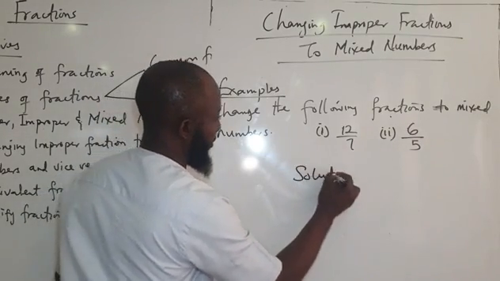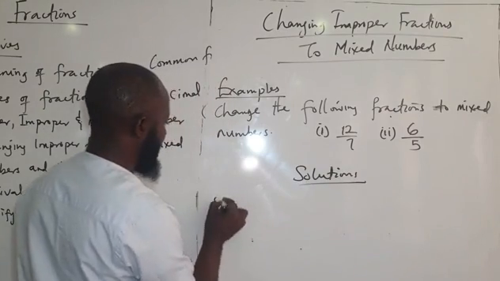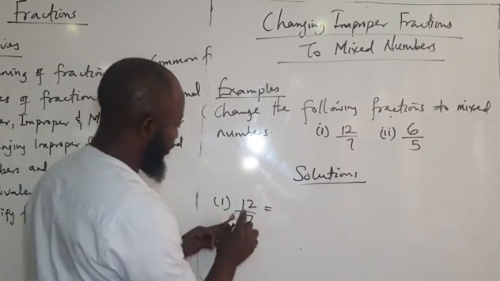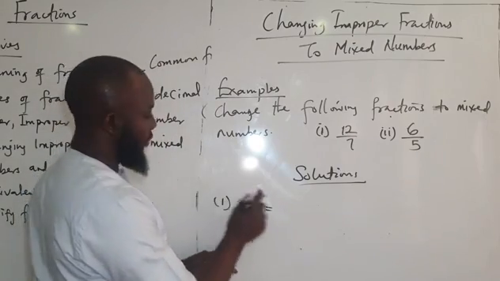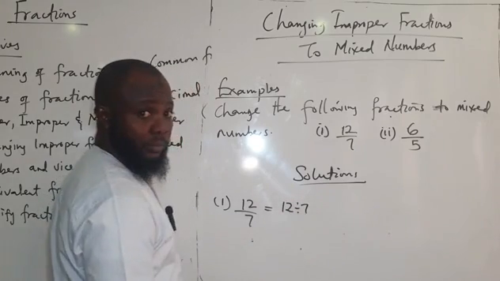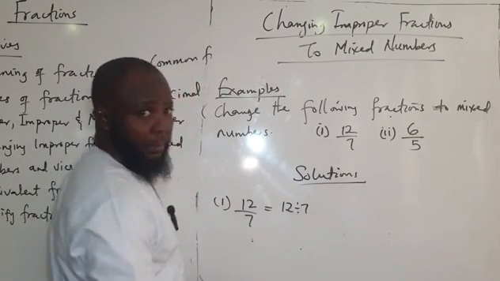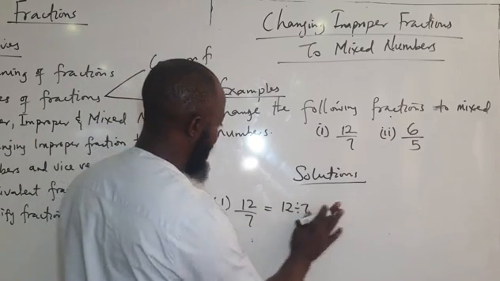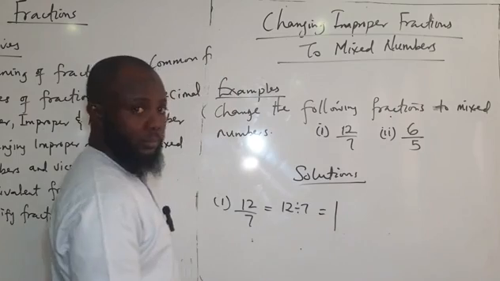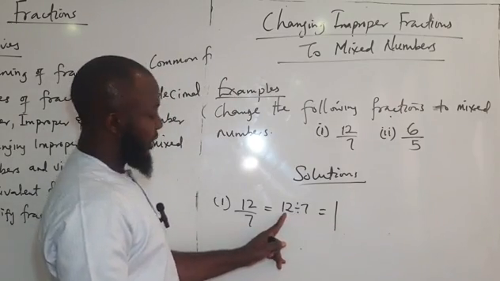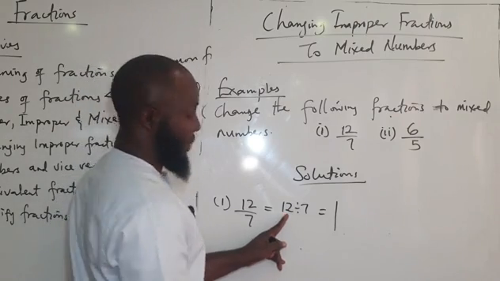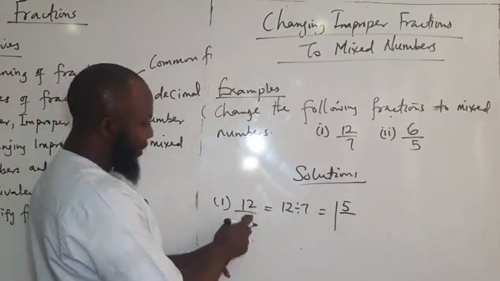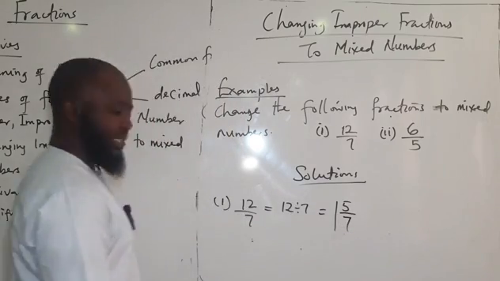Solution. So the first one, we have 12 divided by 7. So what we are going to do is use 7 to divide 12. That is 12 divided by 7, right? Am I with you? 12 divided by 7 gives us 1. Remainder, that is 12 minus 7, it's going to remain 5, divided by the denominator itself, which is 7. I hope it's clear.